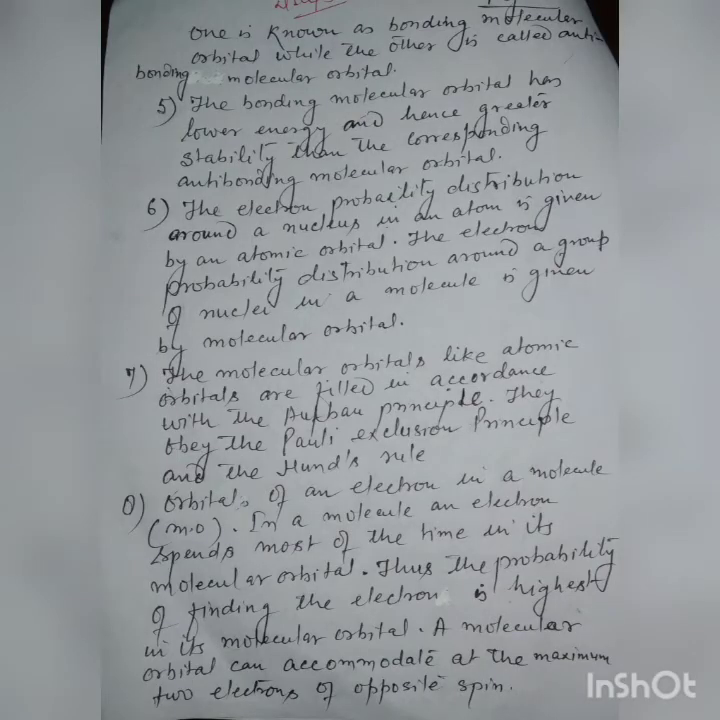Point number four, the number of molecular orbitals formed is equal to the number of combining atomic orbitals. When two atomic orbitals combine, two molecular orbitals are formed. One is known as the bonding molecular orbital, while the other is called the anti-bonding molecular orbital. Point number five, the bonding molecular orbital has lower energy and hence greater stability than the corresponding anti-bonding molecular orbital.